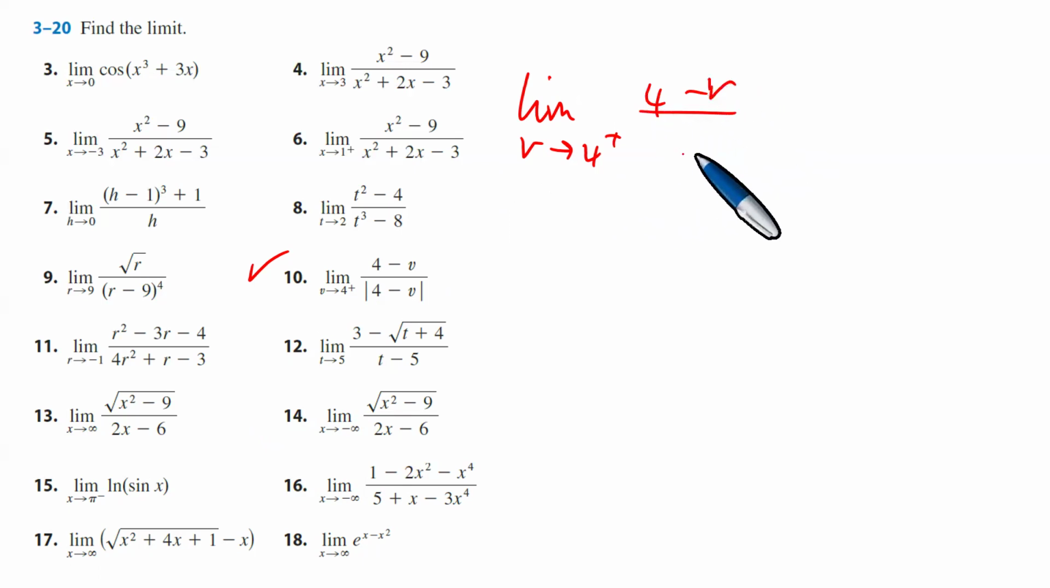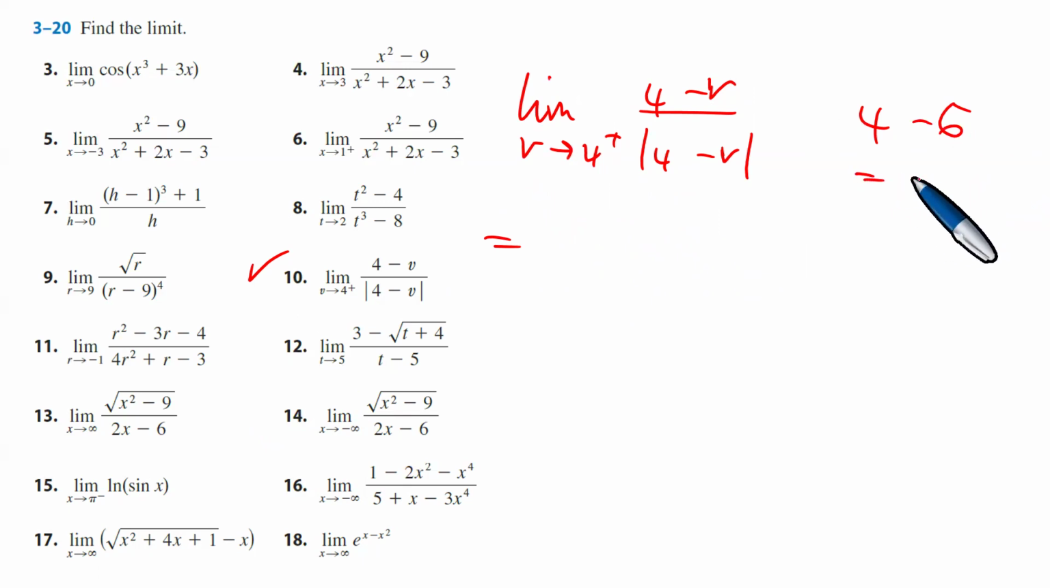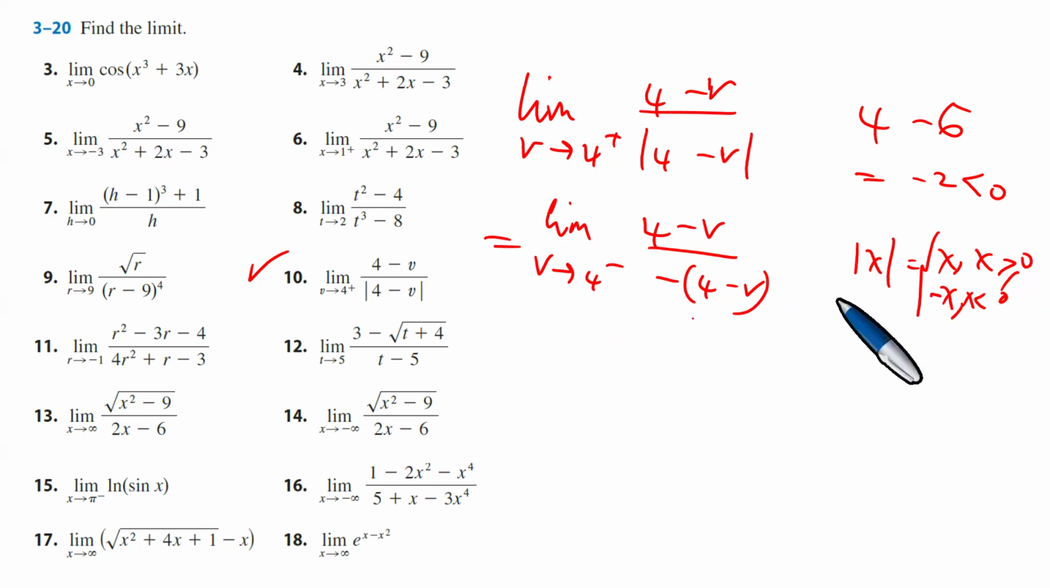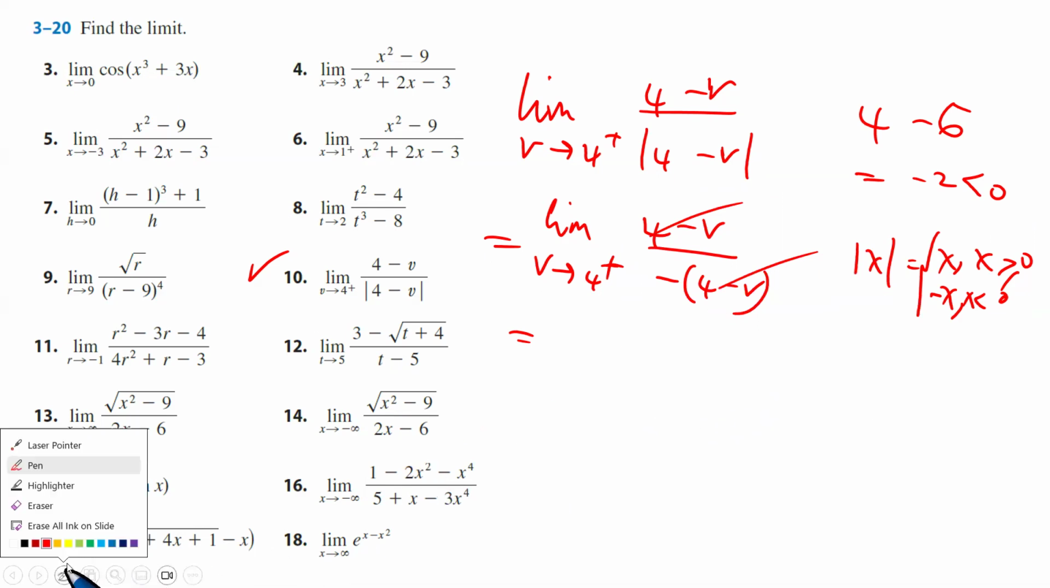So we have 4 minus v divided by the modulus of 4 minus v. As v approaches 4 from the right, imagine a number bigger than 4, like 5 or 6. The difference becomes negative, like minus 1 or minus 2. If we have a negative inside the absolute value, the modulus becomes minus x, since the modulus of x is x if x is positive or 0, and minus x if x is negative. So 4 minus a bigger number is negative, so you put a negative there, and you cancel out.